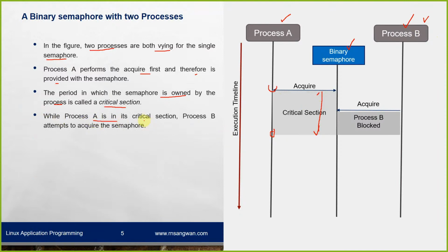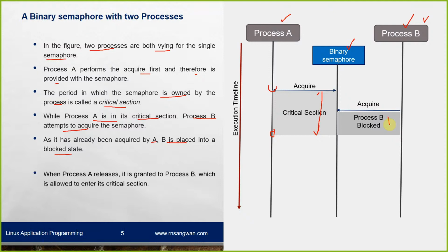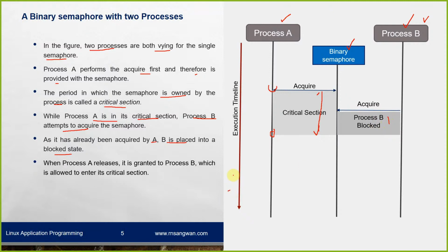While process A is in the critical section, process B attempts to acquire the semaphore. As it has already been acquired by A, process B is placed onto the blocked state. So process B will be blocked. This is a request from process B for acquiring that. Process B is blocked. When process A releases, it is granted to process B, which is allowed to enter its critical section. So now process A has released the semaphore, and process B will now acquire it and be allowed to enter into the critical section.